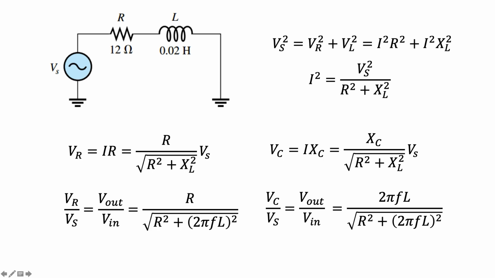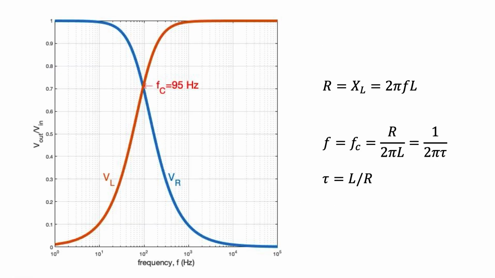Now let's plot Vout over Vin as a function of f in order to take a look at the frequency response. Here's the result of graphing the output voltage normalized to the input voltage. VR, the blue line, corresponds to the output voltage across the resistor, while VL, the orange line, corresponds to the output voltage across the inductor.